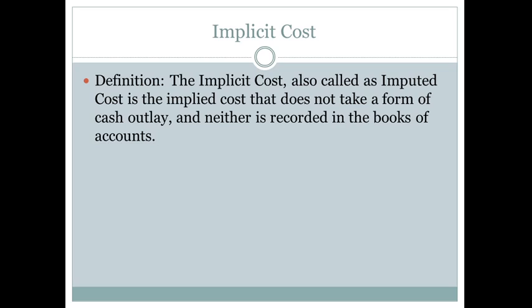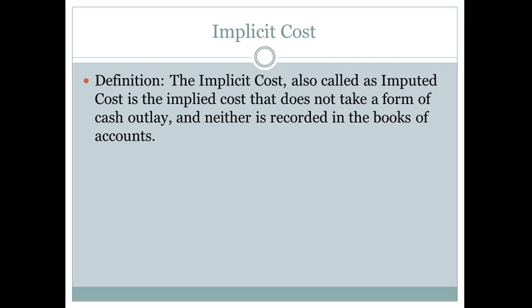First thing is about implicit cost. Implicit cost, also known as imputed cost, is the implied cost that does not take the form of a cash outlay and neither is recorded in the books of accounts. These costs are not included in any of the book of records, neither are they calculated in terms of cash. So these types of costs are known as implicit costs.